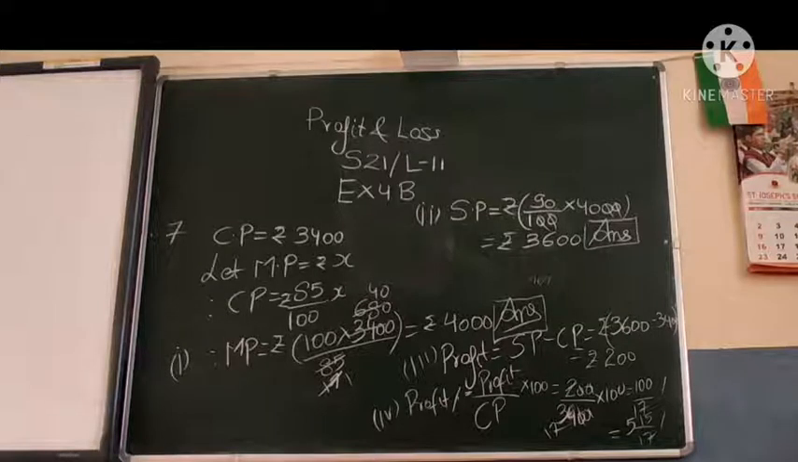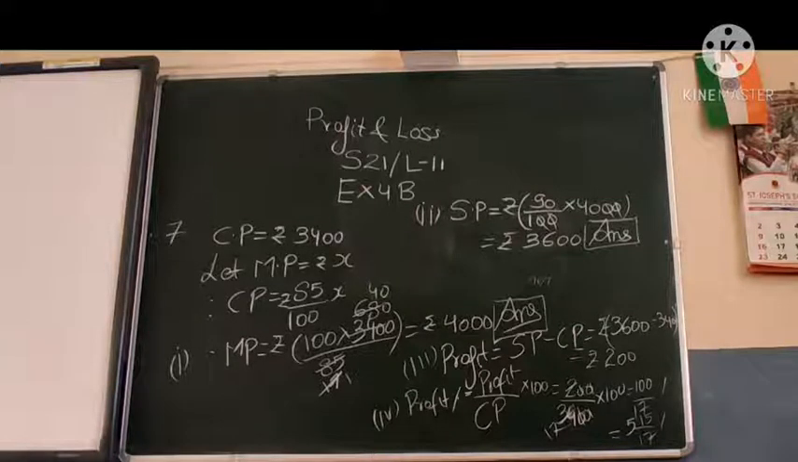So you can get the marked price how? CP is 85% of X, so 100 upon 85 you do and multiply that by the cost price. So you have got the marked price. And how to get selling price? Selling price you will get by using the formula for discount. How much discount is offered? Discount is offered as 10%.